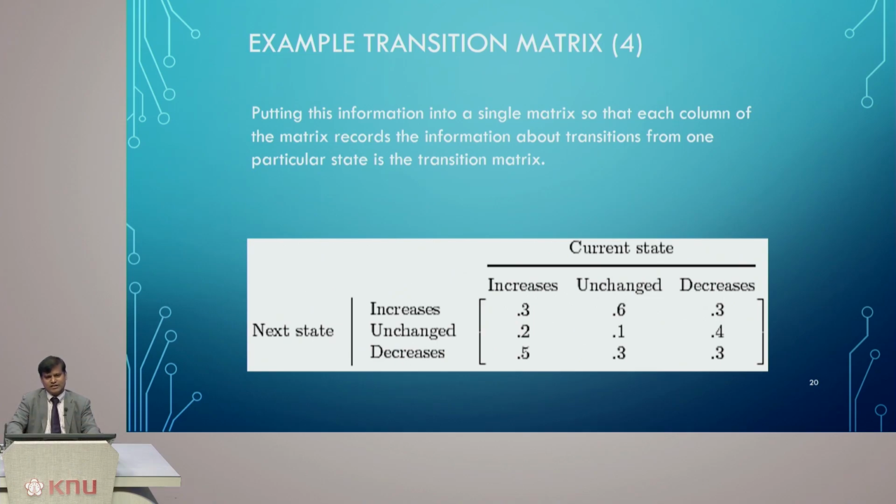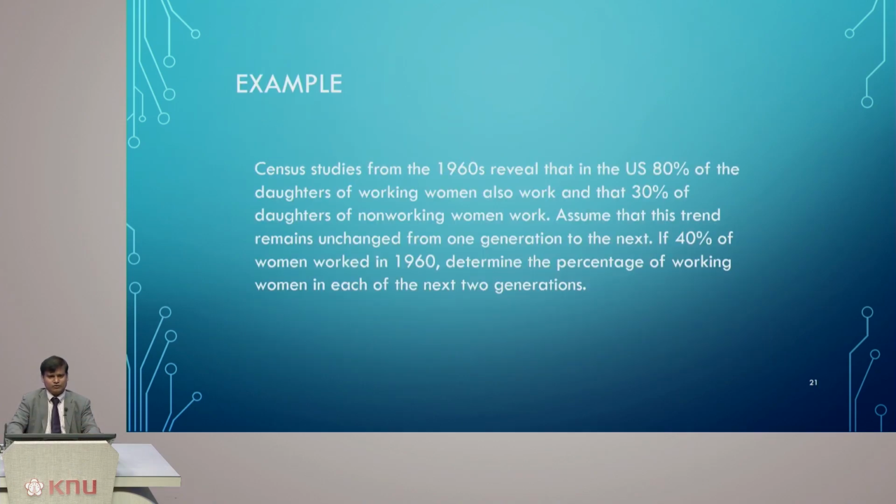Let us see how to use real data. In fact, this is a problem and might not be a real one, but it looks like a real-time scenario, because we are talking about a census study that was taken in the 1960s, and according to that it reveals that 80% of daughters of working women also work, and 30% of daughters of non-working women work.